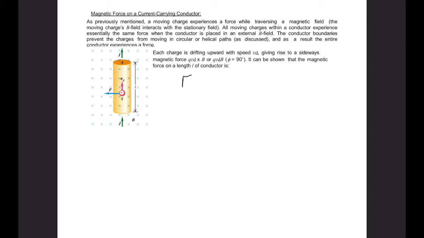So we already know that the force on a particle in a field is qV cross B, where B, remember, is the magnetic field and V is the velocity of our particle. q is the charge. This is a vector quantity, vector, vector, vector.